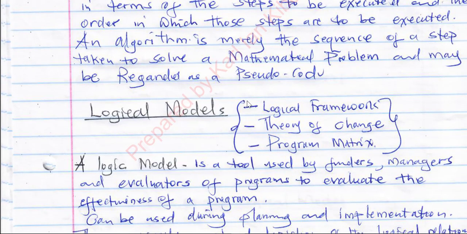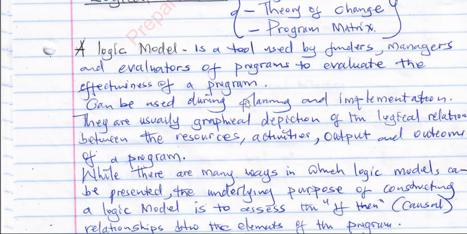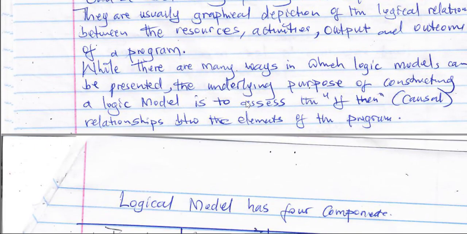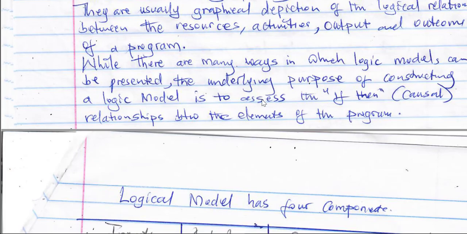Then let's talk of logical models. Under logical models, we have the logical framework, then the theory of change, or programmatics. All these are called logical models. It's a tool used by managers to evaluate programs, to evaluate the effectiveness of a program. It's mostly applicable in the business field. You can use it during planning and implementation. That's where managers use it to know the resources required, the activities, the outcome of a program, and the impact of that program. There are many ways that a logical model can be presented. The underlying purpose of constructing a logical model is to assess the causal relationship between the elements of a program.